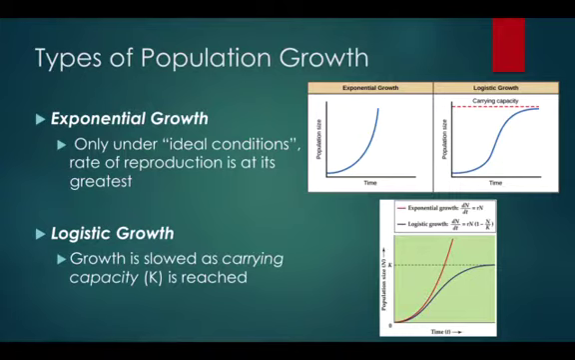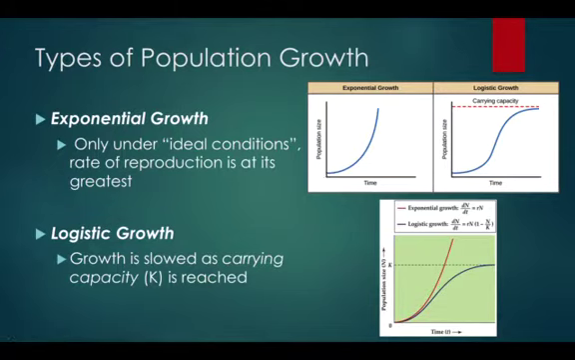We also have different types of population growth. We have exponential growth. This is only going to be under ideal conditions. So everything that these animals or organisms want is at the ready. They have ideal conditions for growing. Under ideal conditions, rate of reproduction is at its greatest. So it's just increasing. They want for nothing. They have everything they need. Exponential growth.